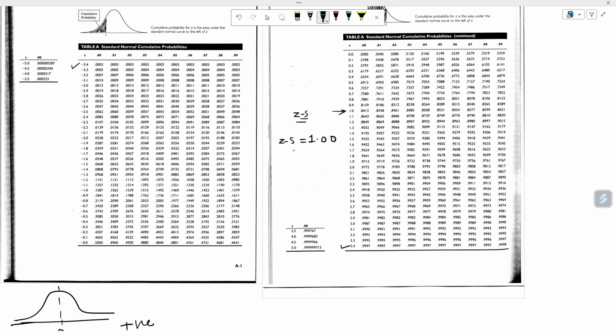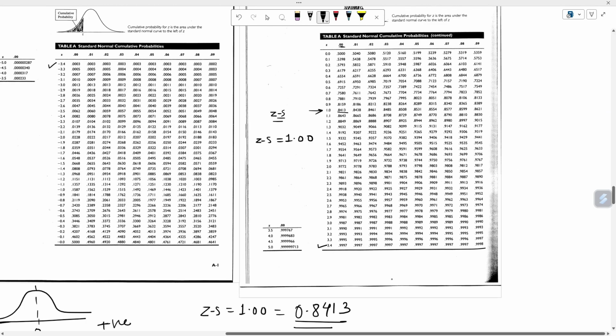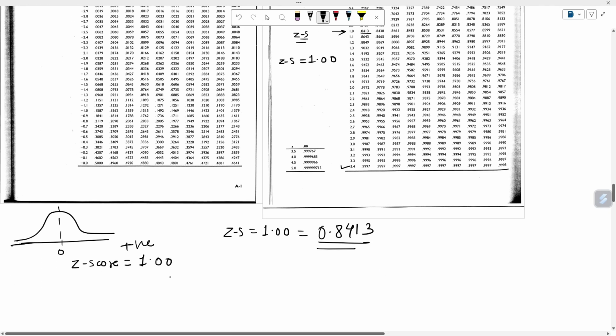So we have to calculate the probability of Z score, which is 1.00. This is 1 point, this is 00. So the probability for Z score 1.00 is going to be 0.8413. Alright, I hope you must have understood this.